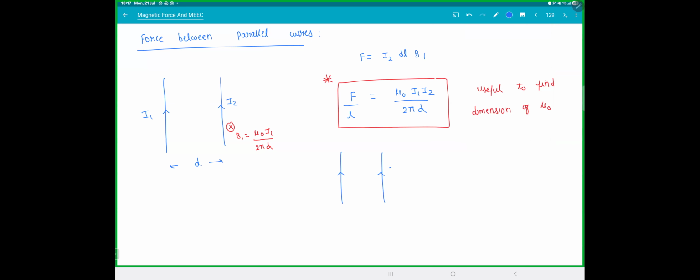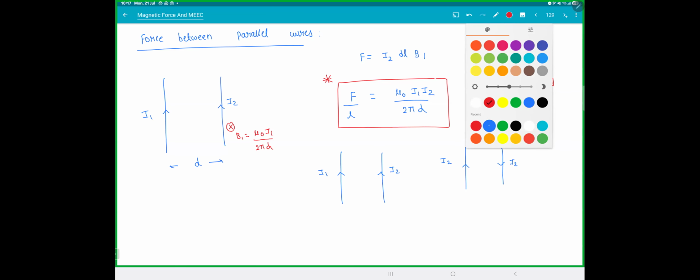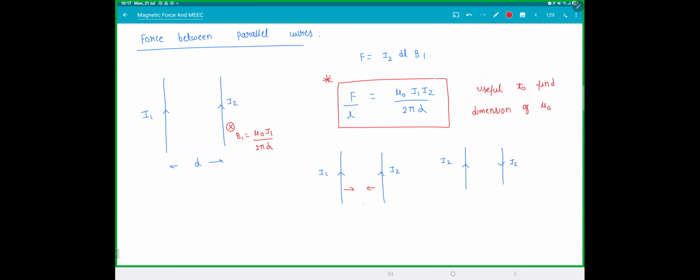If the current is flowing parallelly, they will attract. If the current is flowing opposite to each other, the wires will repel. You can check it out from the directions, I dL cross B. There, easy formula. There's nothing there. So let's see a question on this. Clear?